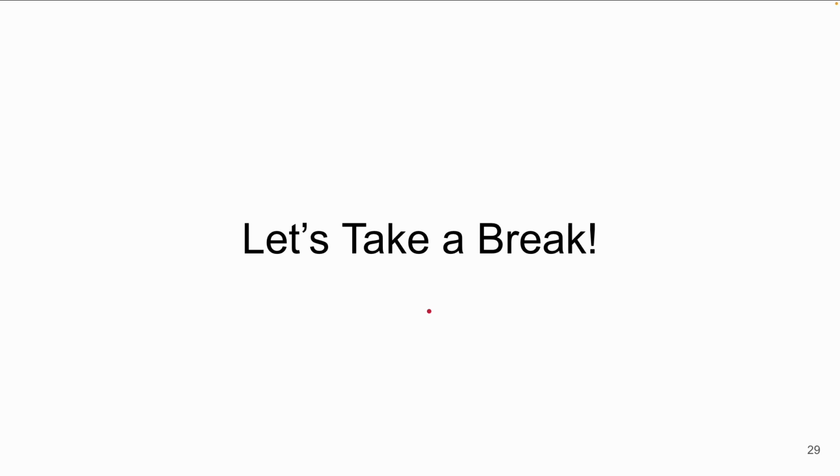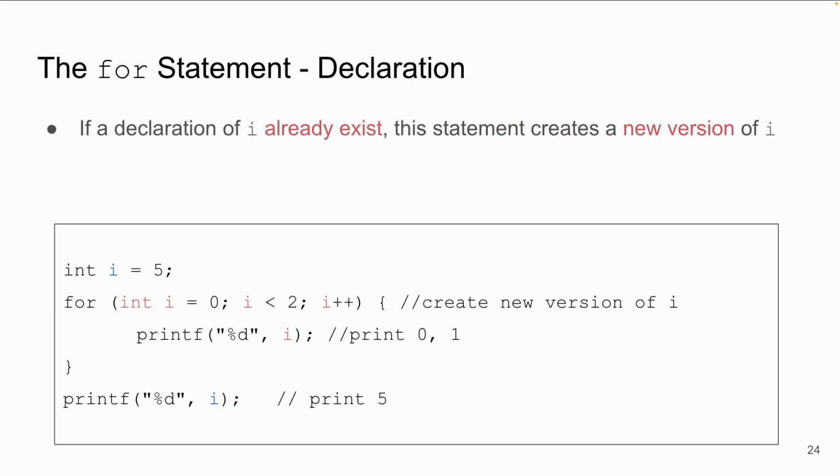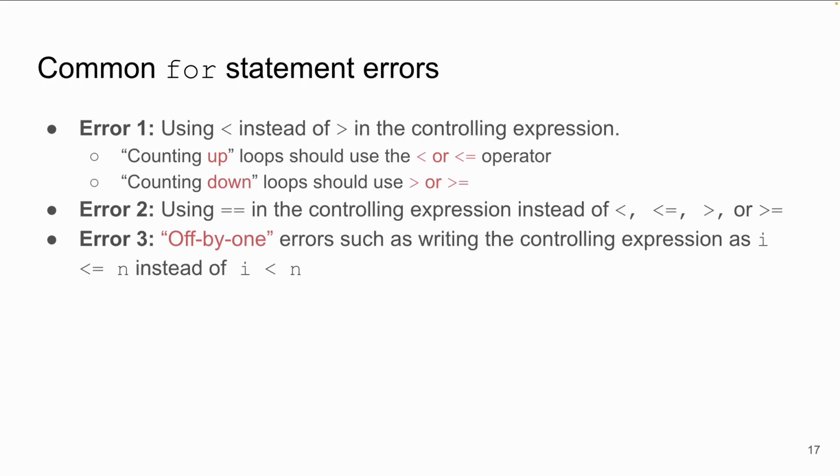So let's continue. Before the break, we introduced comma operators and most of the things for the for statements. It has 3 expressions and each expression serves a different purpose for the iteration. So it's very important to memorize the purpose of each expression and to know how to use those expressions properly. That is very important. Also check whether you make one of these common errors for for statements.